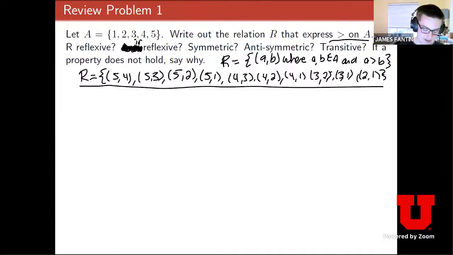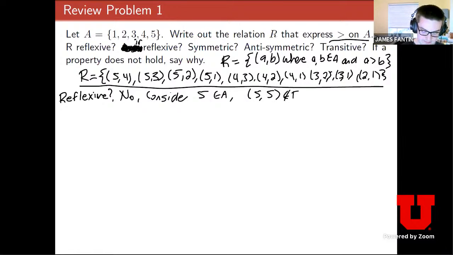Yeah, so let's figure out, is this relation reflexive? Do we think yes or no? Yeah, no, this is not reflexive. So let's consider the element, for example, let's consider 5. That's in the set A. 5's not in the relation. So it is not reflexive.